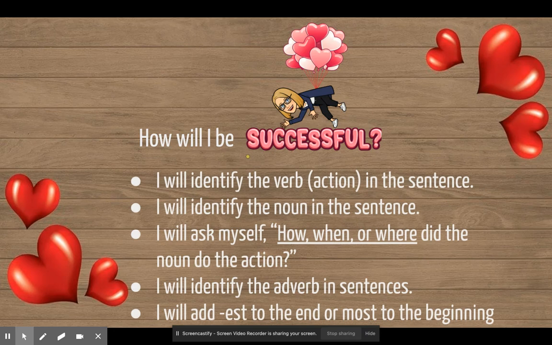I will identify the verb or the action in the sentence. I will identify the noun in the sentence. I will ask myself how, when, or where did the noun do the action. And then I will identify the adverb in the sentence, and I will add est to the end or most to the beginning of the adverb.